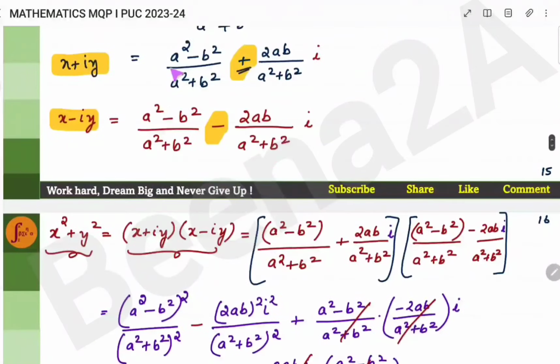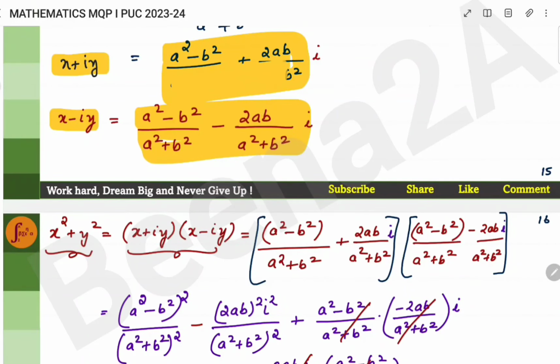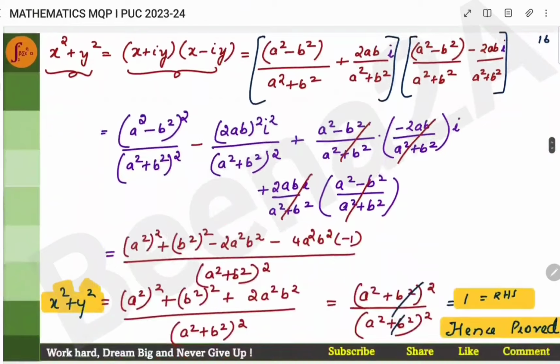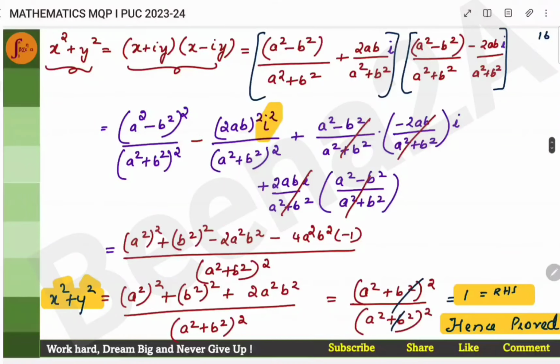So that's what we are doing. We are multiplying this entire expression with this expression. So you have to do it carefully, right? And then you have to substitute i square as minus 1, right? You substitute i square as minus 1 wherever you have i square. And finally, you'll get this answer as 1.